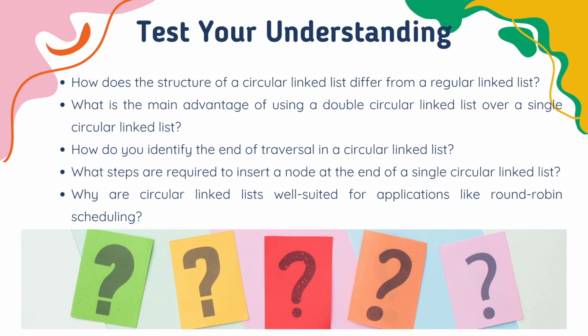And then how do you identify the end of traversal in a circular linked list? As you know, the last node's address would contain the address of the first node. We could make a check of the next part of every node. If the next part of a node contains the address of the first node, then that happens to be the end of the traversal.